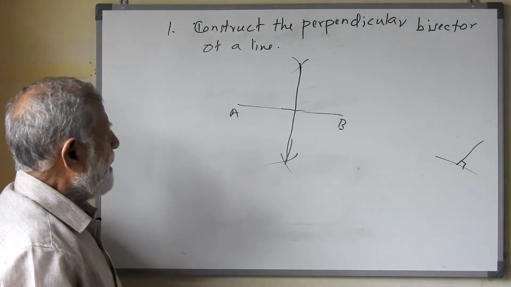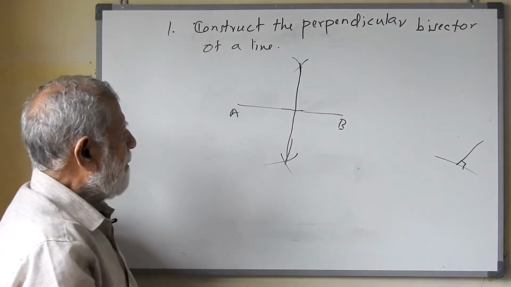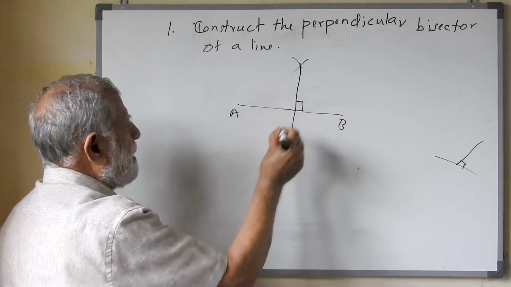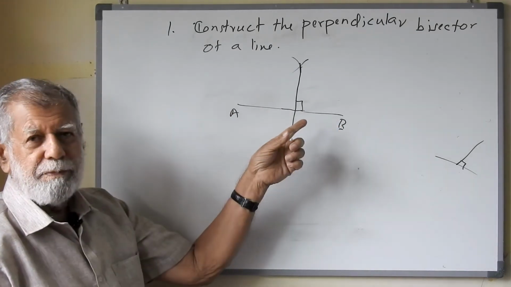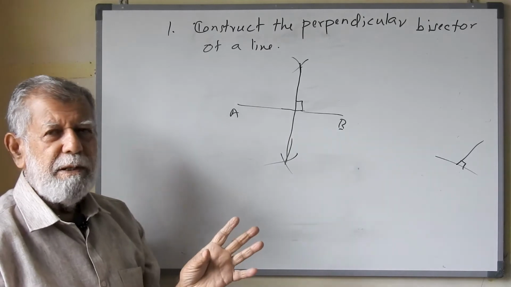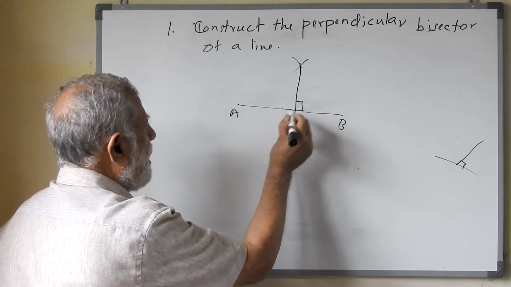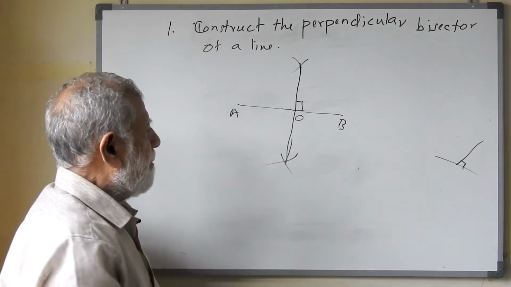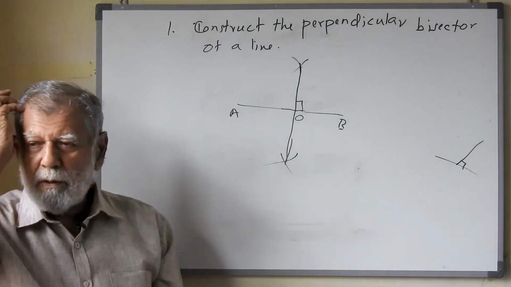So perpendicular. Now can you see, when you look at the diagram itself, you can see that this is 90 degrees, and if you measure this length and this length, they are equal. Bisecting means dividing into two equal parts. So we call this place O. This point O: AO equals OB. So that's the perpendicular.